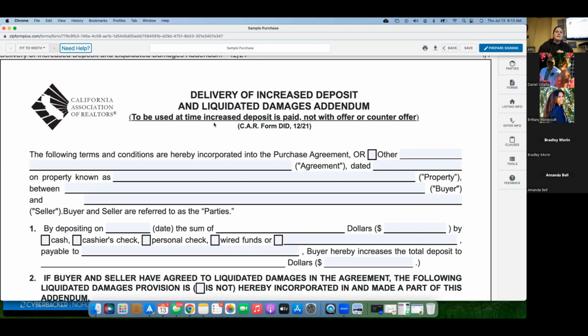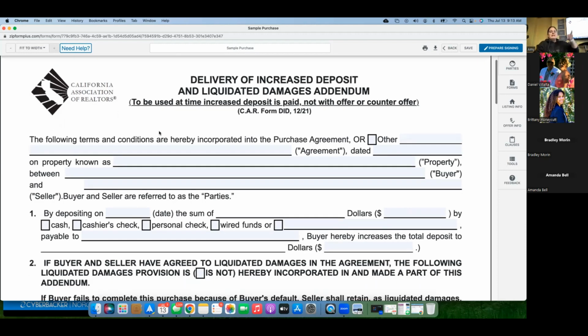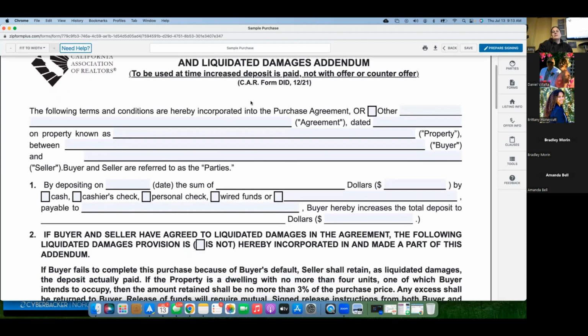At the time the increased deposit happens, we want to use this form to incorporate those funds as part of the deposit. So the following terms and conditions are hereby incorporated into the purchase agreement or other. If it was a counter offer or something happened where the seller countered your buyers, you would want to check that box there and fill out seller counter offer or buyer counter offer. Maybe you got a multiple counter offer and the buyer said, hey, we'll do an increased deposit to help strengthen our offer. You could do a buyer counter offer. So whatever the last form in the contract is, you would reference it there.